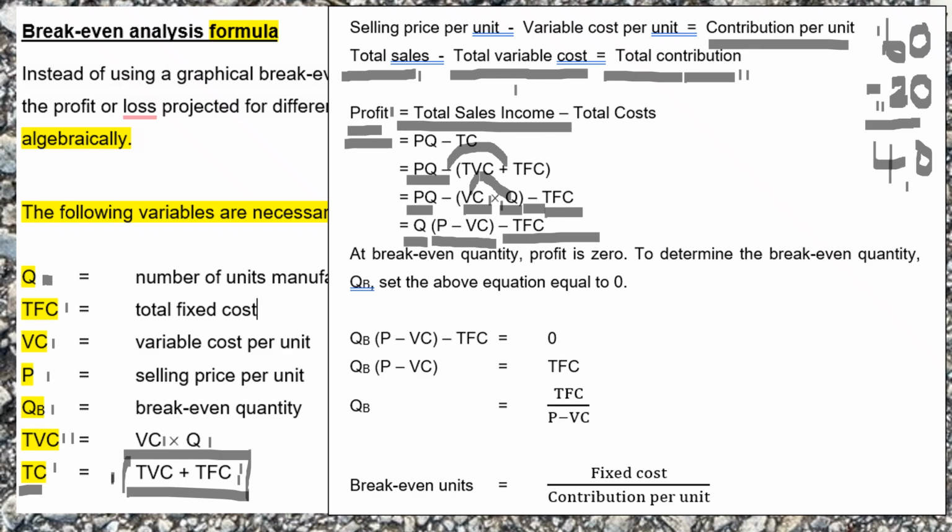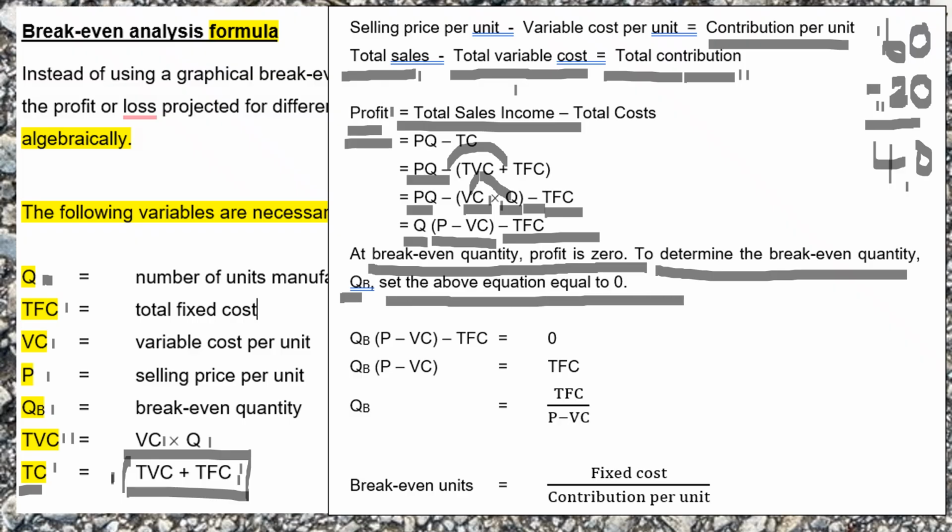So they're playing around with this formula. They're breaking it down. At break-even quantity, profit is 0. To determine the break-even quantity, QB, set the above equation equal to naught. So now you have this equation equal to naught. There it is, equal to naught. They've just put in a little b, they're calling it the break-even quantity.